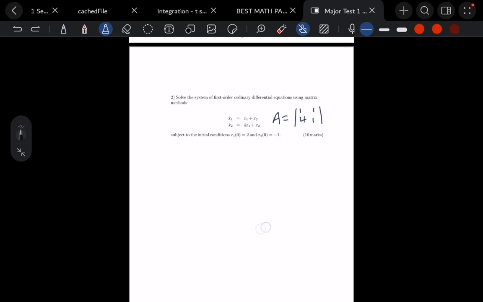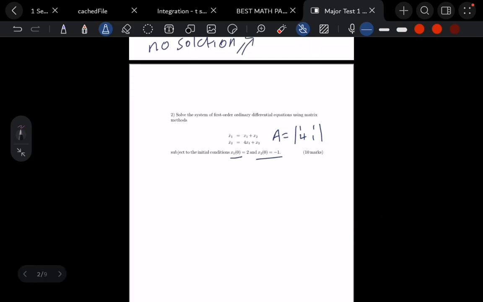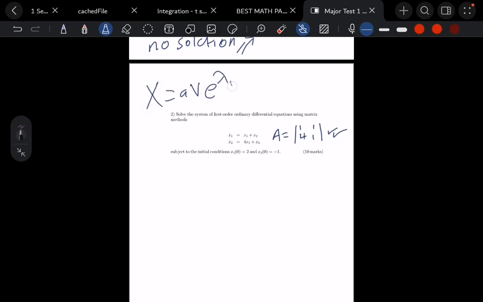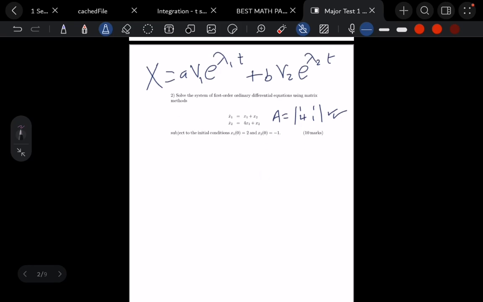And then we have, subject to the initial conditions, x sub 1 of 0 is 2, and x sub 2 of 0 is -1. So to solve this system, the idea is very simple. Find the eigenvalues of that matrix. You are done. Because since this is first order, the solution is going to be x equals a v1 e to the power lambda 1 t plus b v2 e to the power lambda 2 t, like that. So this must be your solution, by the way.